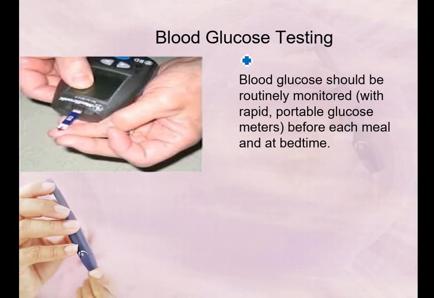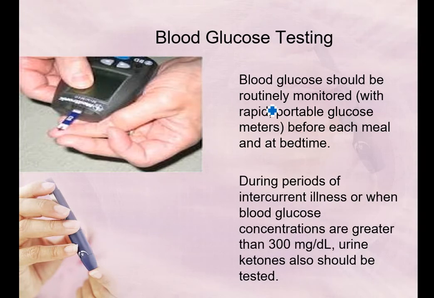Blood glucose testing. Blood glucose should be routinely monitored before each meal and at bedtime. So you have to advise the patient to test the glucose level before each meal and at bedtime, and this will help the consultant assess the condition of the patient. During periods of intercurrent illness or when the blood glucose concentration is greater than 300 mg per deciliter, urine ketones should also be tested.